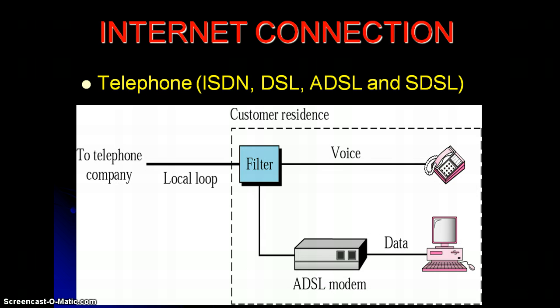Another one is with the help of telephone. The internet connection via phone line is the most popular technique in the world. There are various different methods to use internet via telephone such as ISDN, DSL, ADSL, SDSL. ISDN stands for Integrated Services Digital Network. It is an international communications standard for sending voice, video, and data over digital telephone lines or normal telephone wires. Typical ISDN speeds range from 64 kbps to 128 kbps.